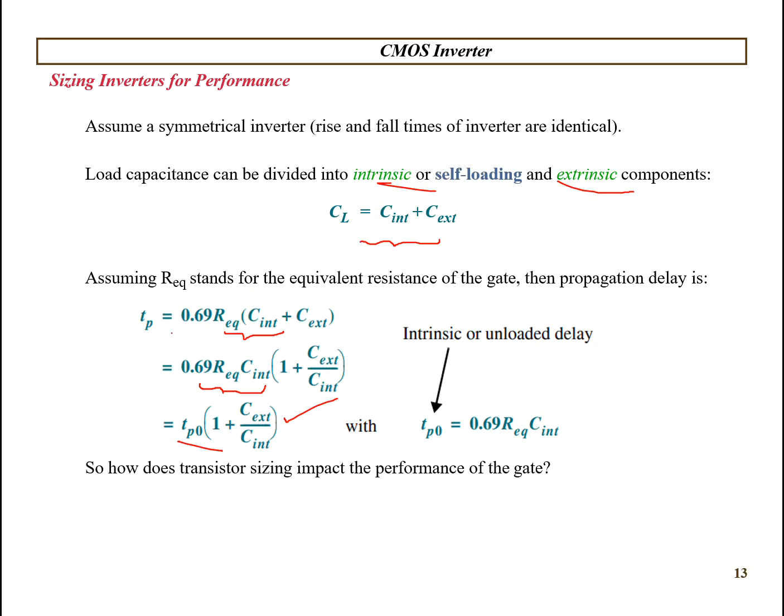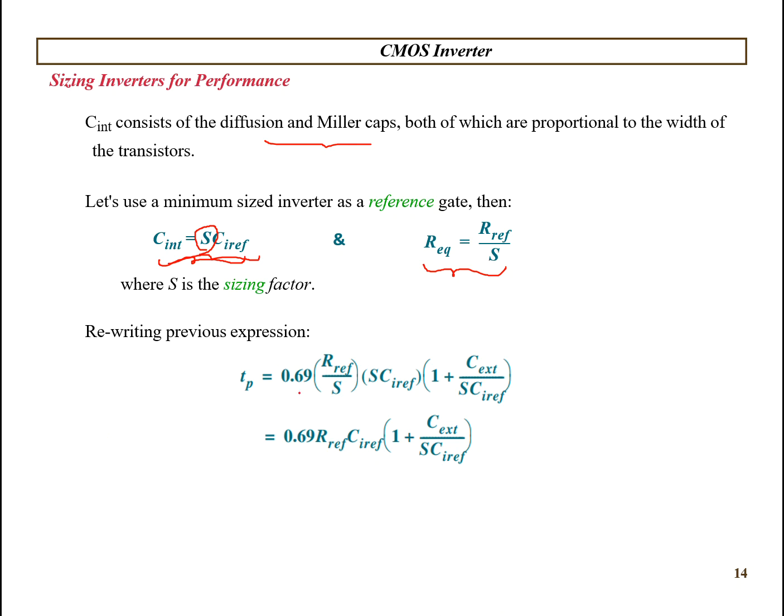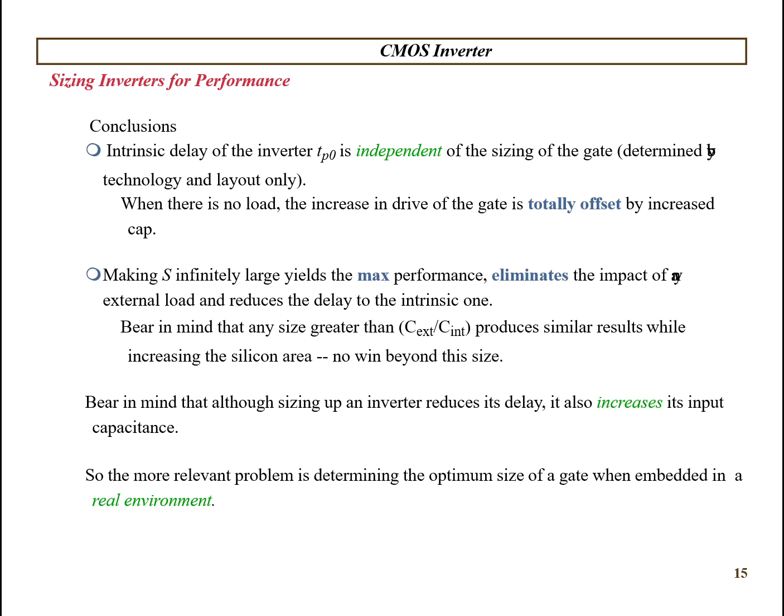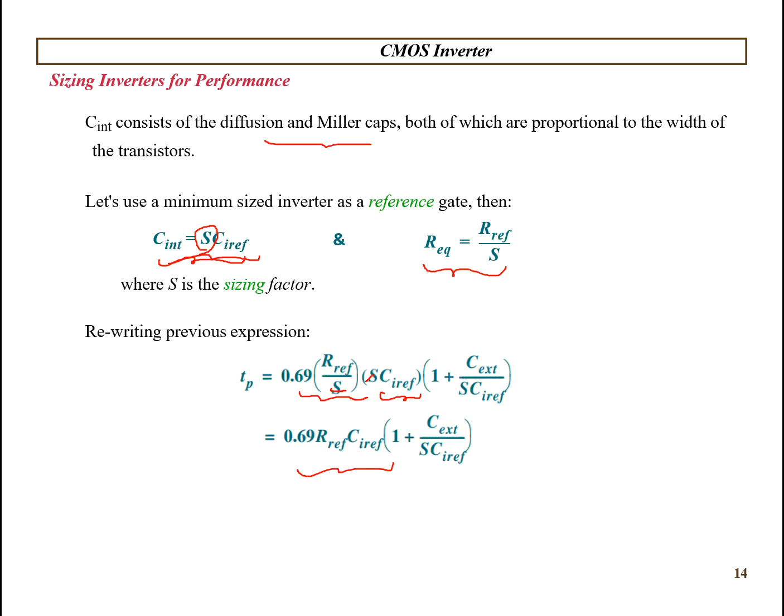By substituting the C internal and R equivalent in this equation, we will get 0.69 R ref divided by S, and S into Ci ref, into (1 plus C external divided by S into Ci ref). Is it? This S and S will get cancelled, and so we will get 0.69 R ref into Ci ref into (1 plus C external divided by S into Ci ref). So from this what we conclude is Tp naught is independent of the sizing of the gate. You know that Tp naught is independent of the sizing of the gate and is determined purely by technology and inverter layout.